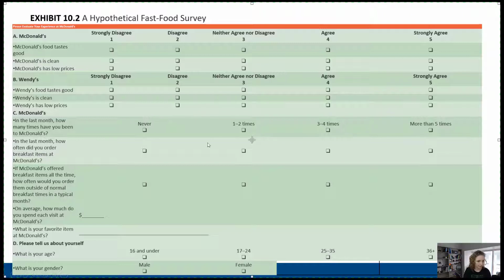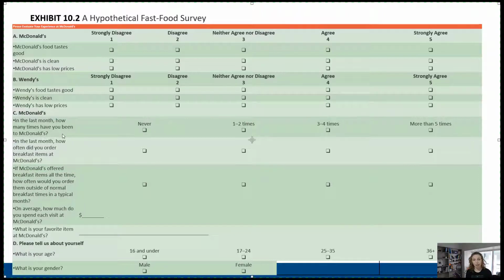If I had just asked, in the last month, how many times have you been to McDonald's, and then left a box where somebody could just enter a number, I can get any range of numbers versus forcing people into categories. You lose information when you do the category approach, whereas if you give somebody the option to put whatever number they want, you can put them into categories after the fact. You just lose some flexibility if you force stuff into categories.